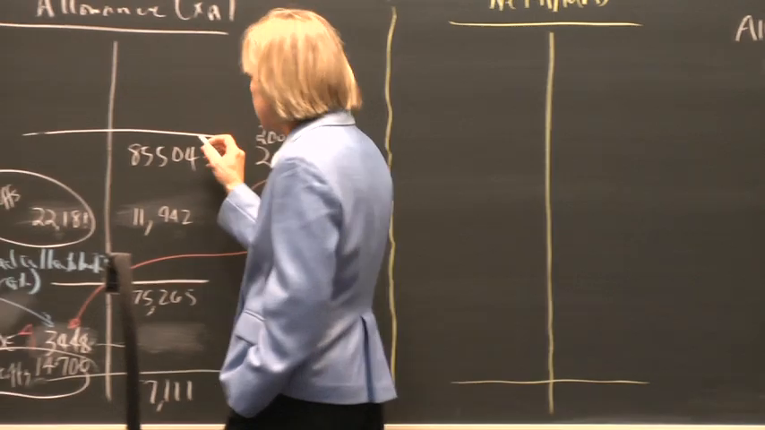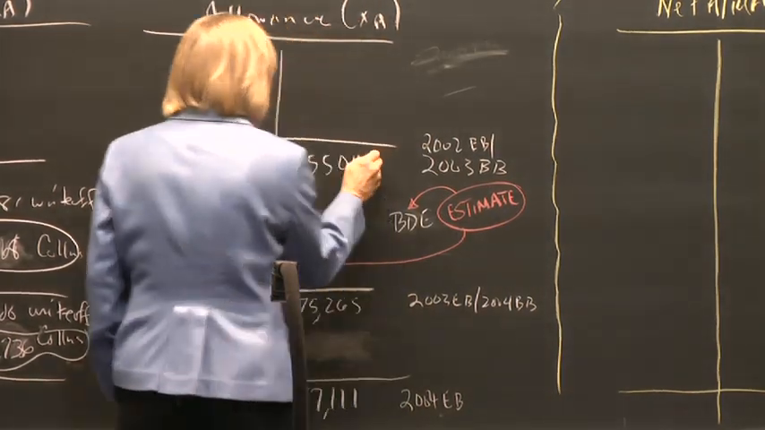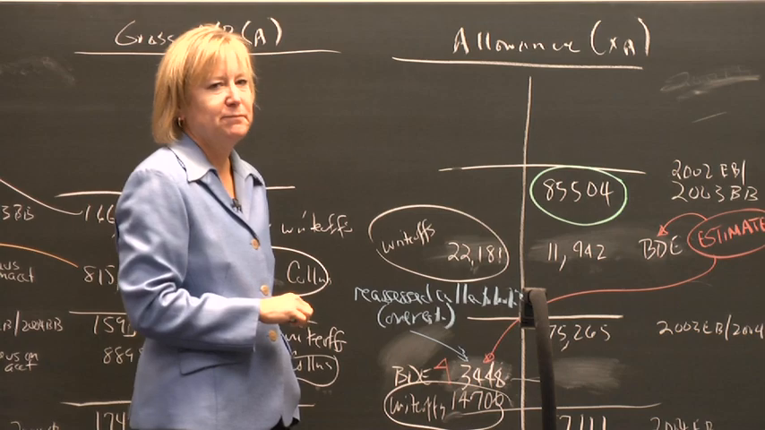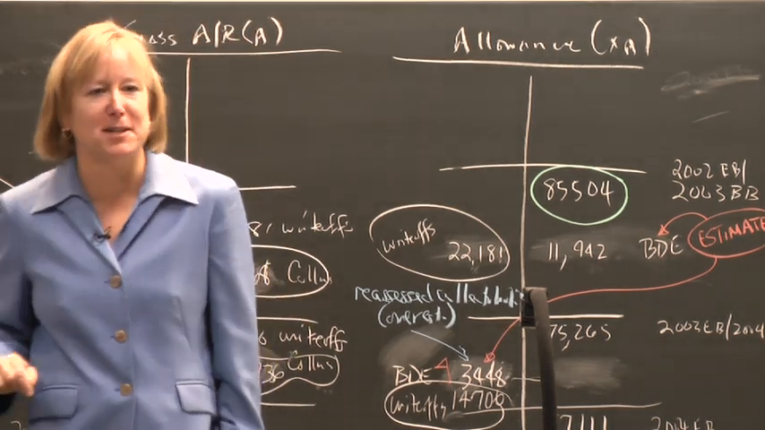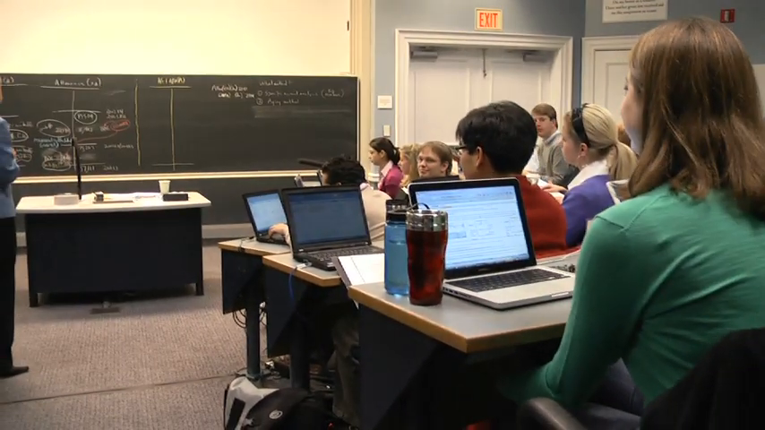Jennifer, can you articulate for us what this 85,504 balance means, without going and looking up what we decided yesterday? What does 85,504 tell us? What, in words?